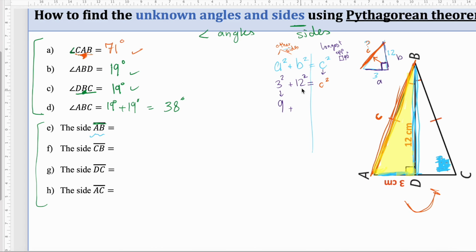That's 9 plus 12 times 12 is 144 equals c square. Keep the c square as an unknown. Okay, now combine these, it's gonna be 153 equals c square. And to remove the square, that's not 2c, that's c squared. To remove a power, you have to use square root. So to remove a power of 2, you have to use square root. So use square root for both sides. You will have c alone equals 2.